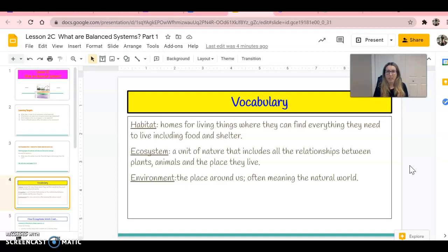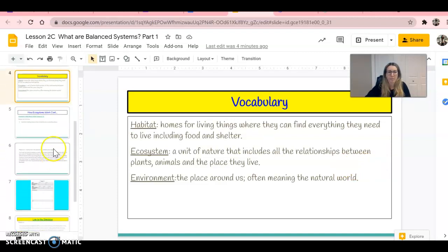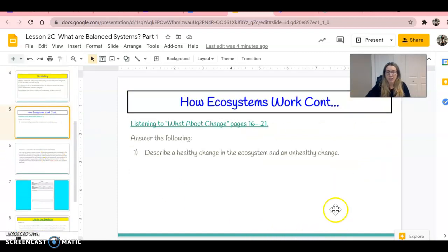So one thing to reflect on is, how are those three terms different from each other? What do they have in common and how are they different? That's something to keep in mind as you're writing those down. After you've written down your vocabulary, you're going to listen to the final pages of What About Change and answer this final thought. It says, describe a healthy change in the ecosystem and an unhealthy change. So think about what Mrs. Grainier read to you, what changes were made, and how did they affect the ecosystem in either a positive or a negative way.